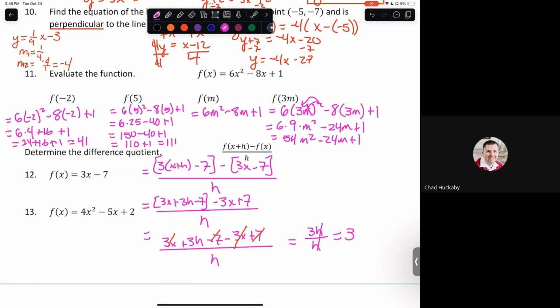Now, when we come back and do number 13 on Thursday, because we have that square and the other x in the formula, the difference quotient will be significantly more challenging because there are more steps and more things to multiply. But if you want to work on that over the next couple days, we'll discuss it on Thursday. We're right at 3:50.